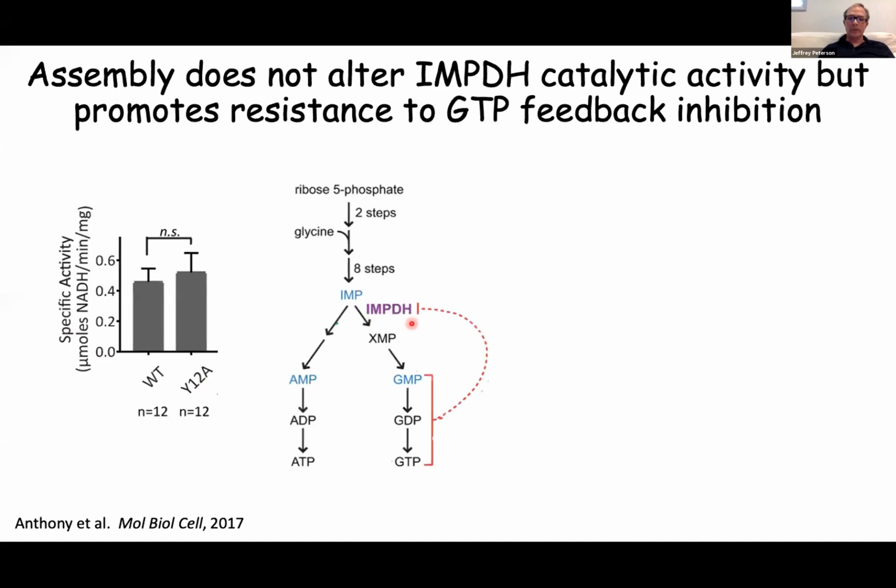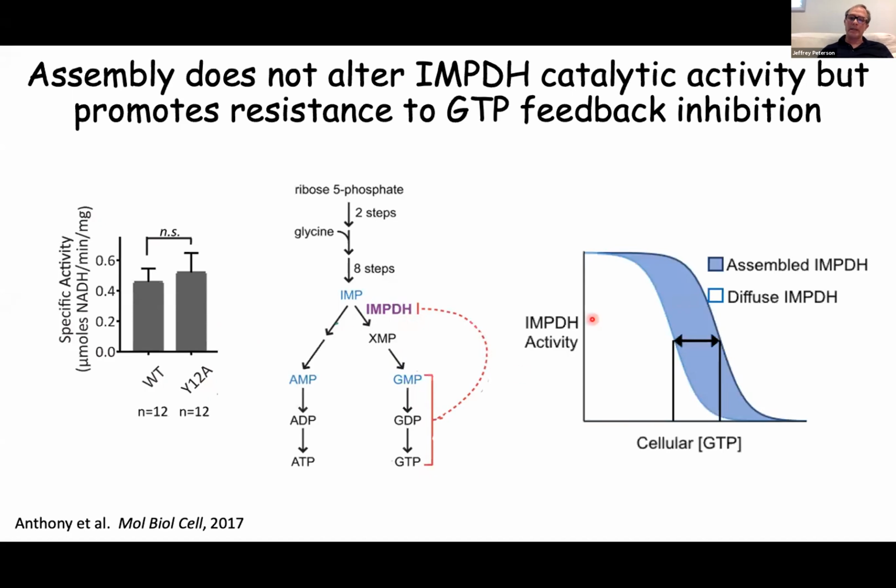So IMPDH is subject to classical negative feedback inhibition, where its downstream guanine nucleotide products can bind back and suppress the catalytic activity of IMPDH. And so in the filamentous form, IMPDH becomes more resistant to this feedback inhibition. And so as a consequence, in cells in which IMPDH is assembled, you can imagine that the enzyme retains activity and generates higher levels of GTP before its activity is suppressed. And this would presumably allow for the accumulation of higher steady state amounts of guanine nucleotides compared to the unpolymerized form.